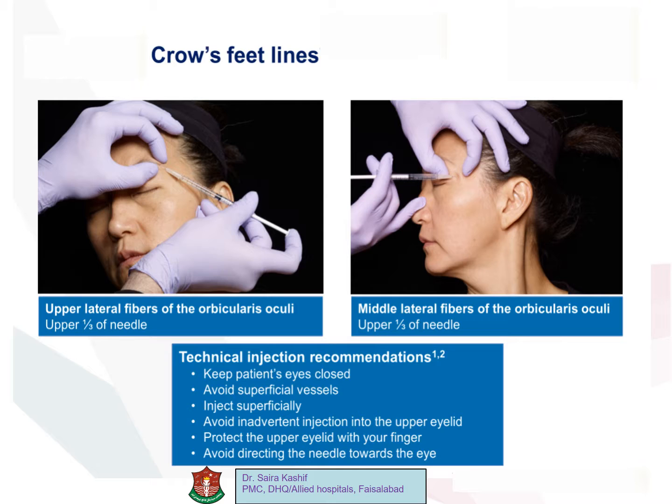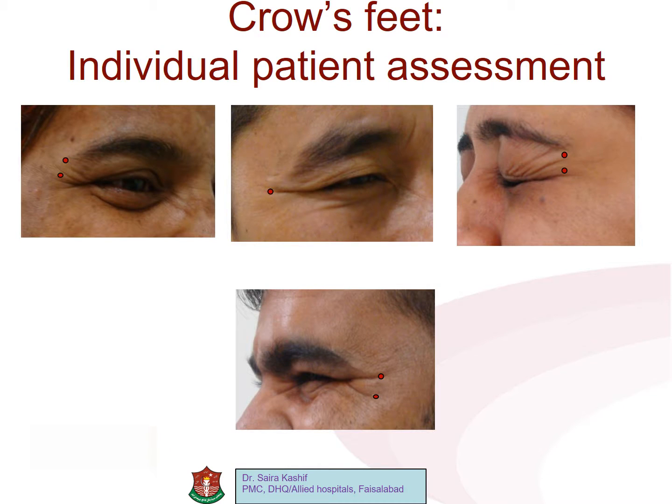This area is very vascular, so you must avoid the vessel while injecting, otherwise you may cause bruising in the patient. And individual patient assessment: here, upper crow's feet, so 2 injection points here. For the central one may require only 1. For the upper, 2 injection points. This patient has more prominent lower crow's feet, so 1 here, 1 here.